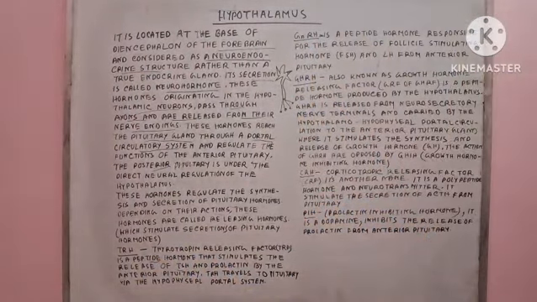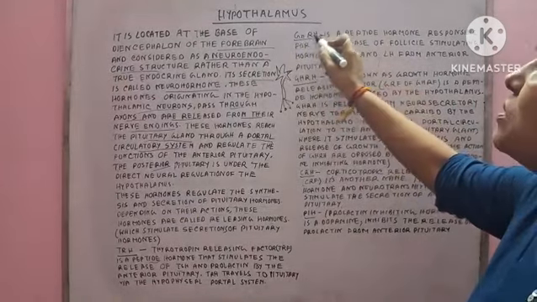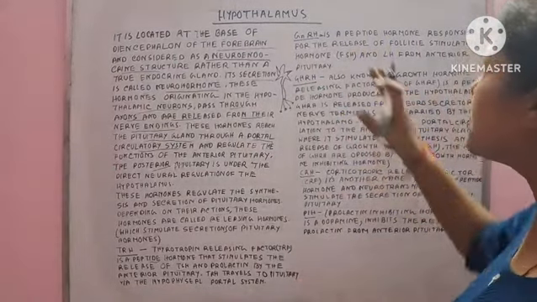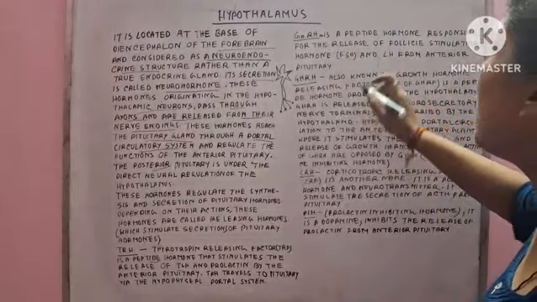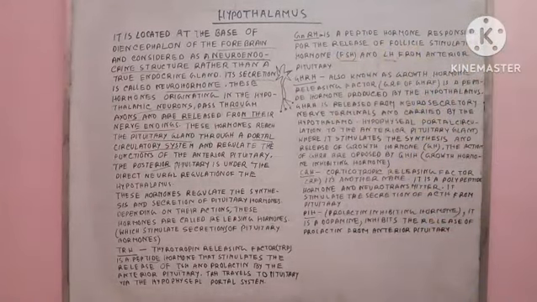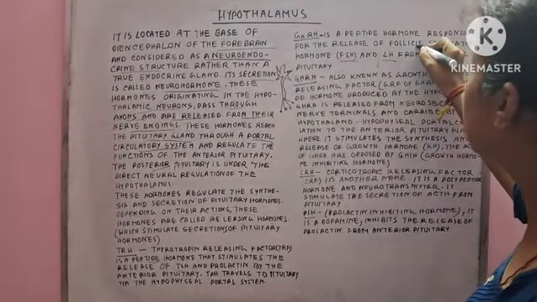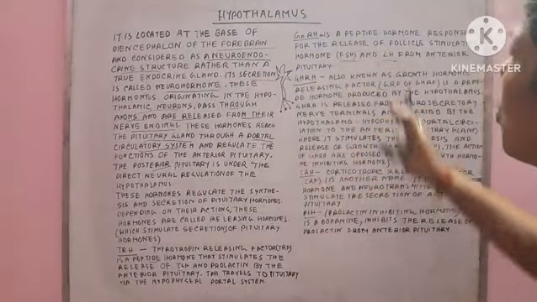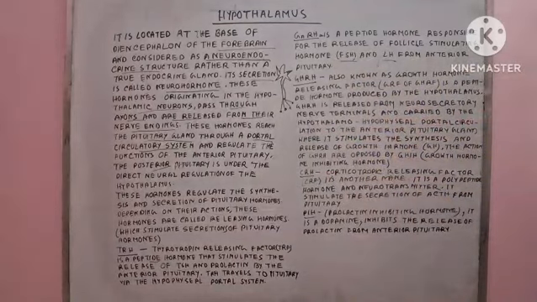GnRH is known as what? Gonadotropin releasing hormone. Clear? This is also a peptide hormone, and it is responsible for the release of FSH and LH. That means the follicle stimulating hormone and the luteinizing hormone. Clear? Those hormones are released from the anterior pituitary gland.